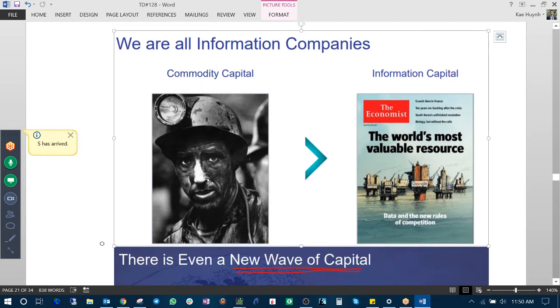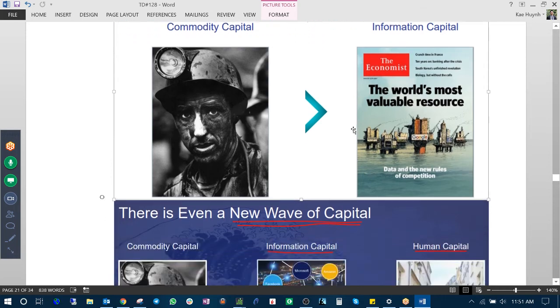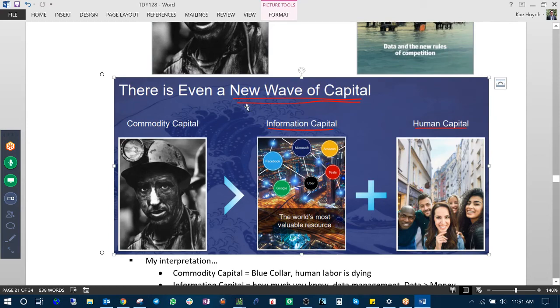They put like a person who's doing labor. And then information capital, the world's most valuable resource. Google, data and new rules of competition, right? Is there GDPR, which is an increase in regulation of data? So data, we're only starting to regulate it now, right? So this is telling me that it's been like the Wild West and investors are kind of capitalizing on that. There's even a new wave of capital.